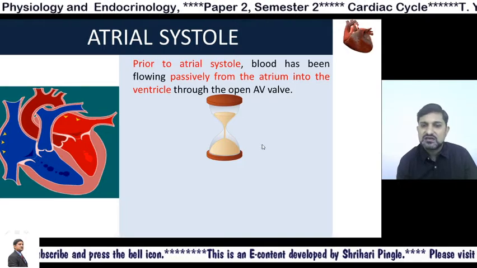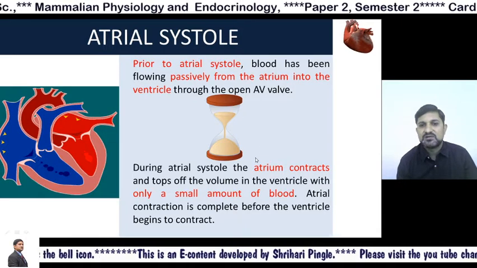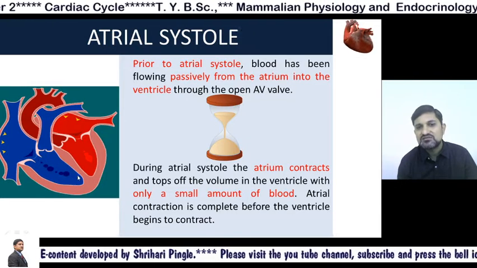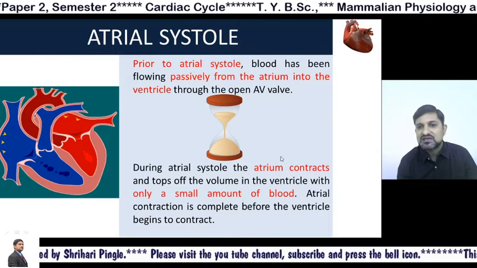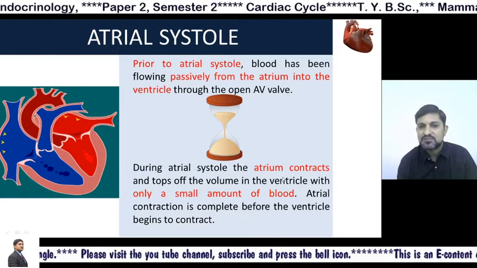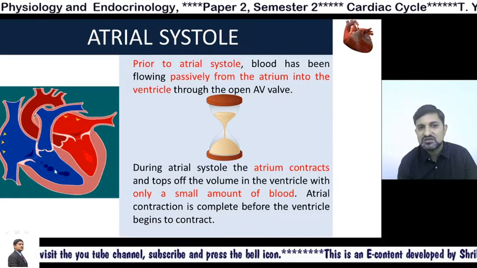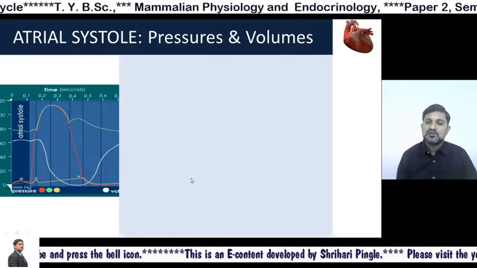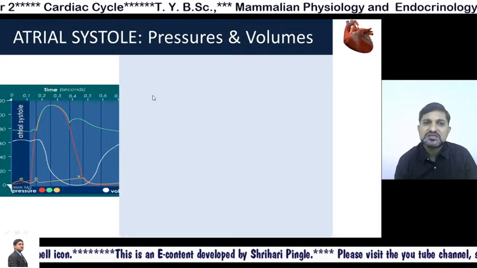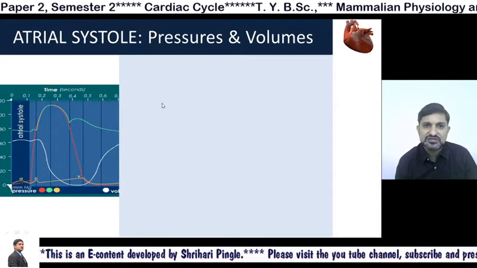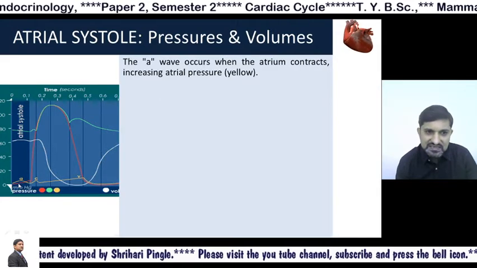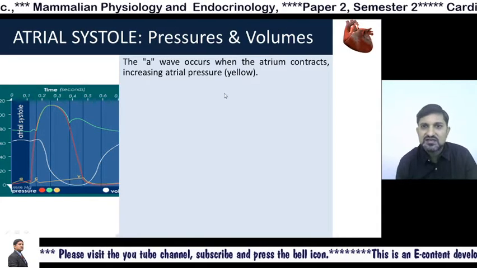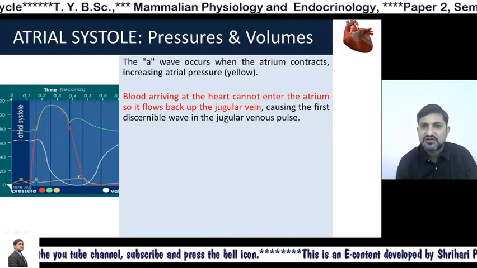And then the remaining of the blood which is left inside the auricle is pushed into the ventricle as the auricle starts contracting. But this blood which is sent into the ventricles is only a small amount. Now if you look at the pressures and volumes during atrial systole, what you would notice is a small rise in pressure depicted by a wave here in the auricles because of that contraction.